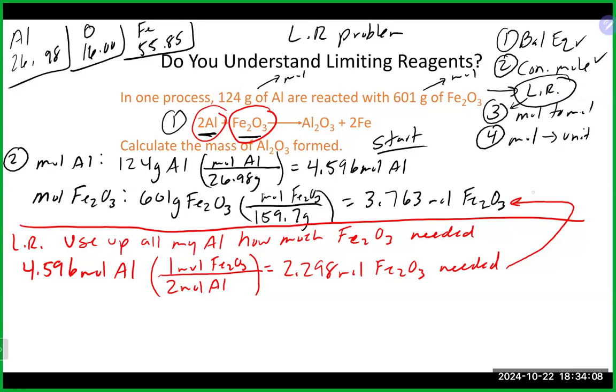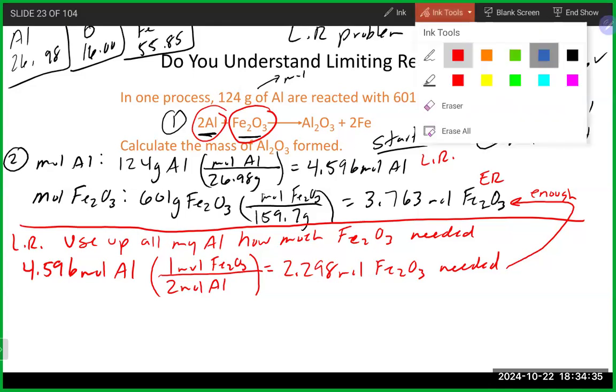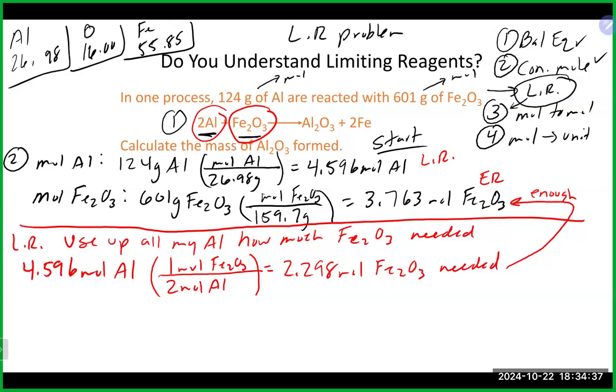So when you compare this, you actually have enough. And what that means is if you compare those two numbers, how much you need to how much you're starting with, and you have enough, that means that this guy would be your excess reagent. And by default, the other guy would be your limiting reagent. So right off the bat, that's a really quick way you can determine it if you want. Any question on that calculation? Now, just to show you, and again, you don't actually have to do both of these calculations, but if you wanted to choose the other reactant and figure it out the other way, you could also have done that.